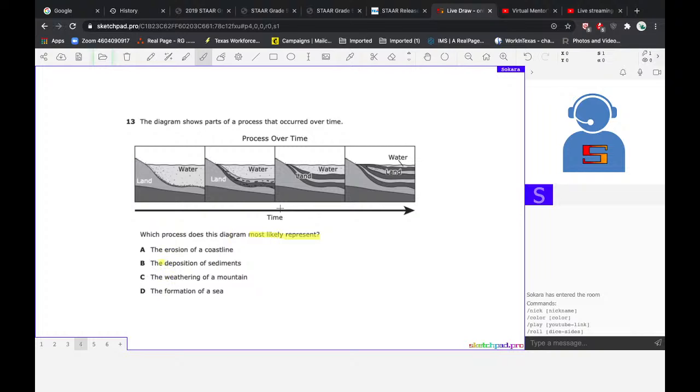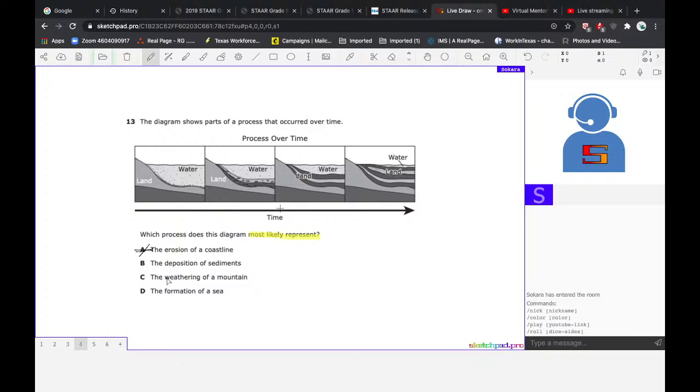And then answer choice B. This one is saying the deposition of sediments. The sediments are the sand particles and the dirt particles that can be transported by the water. This diagram is showing that the sediments were deposited over time, sank to the bottom of the water, and built up to the land. As you can see in the first picture, there's not much, and then more and more is being deposited until it reaches the surface of the water. So first let's remove answer choice A. And we know that B is a possible answer choice.